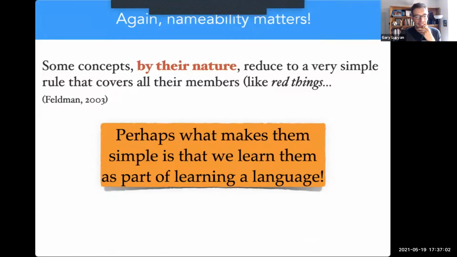So what makes them simple, perhaps, right? Things like red things, is that they become simple in part by learning these chunks through learning our language.